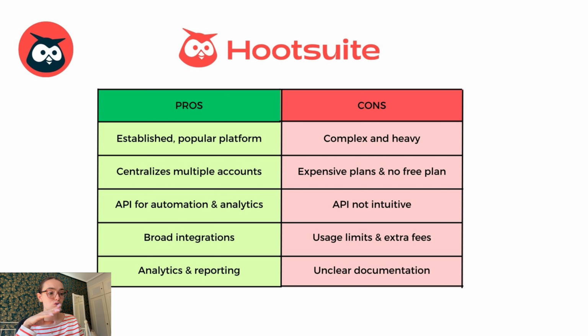It's one of the most popular tools for managing social media. Its API lets you automate posts, access analytics, and manage multiple accounts from a single place. The problem is that over the years, the tool has become complex, heavy, and expensive. Sometimes it feels more like it's made for large corporations than for creators or small teams. Some important limitations are that its API can be tricky to set up and isn't always intuitive. Usage limits and fees can get expensive for small businesses or developers, and sometimes the documentation isn't very clear, which can slow down adding new features.